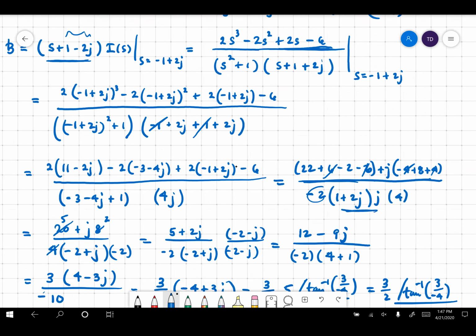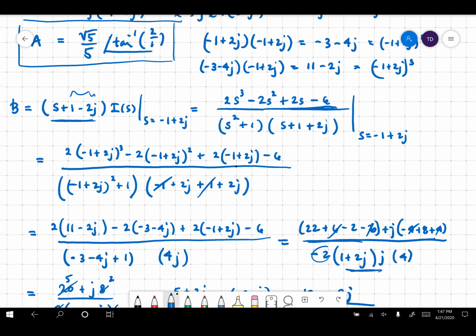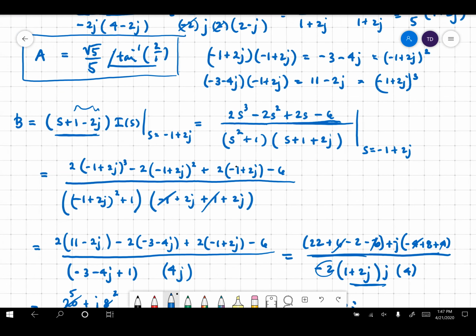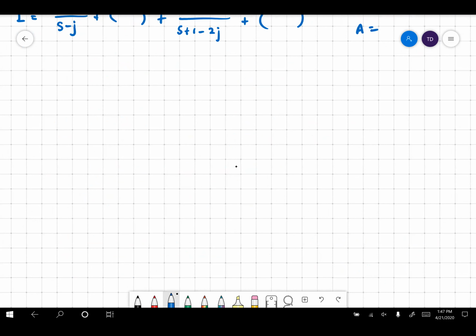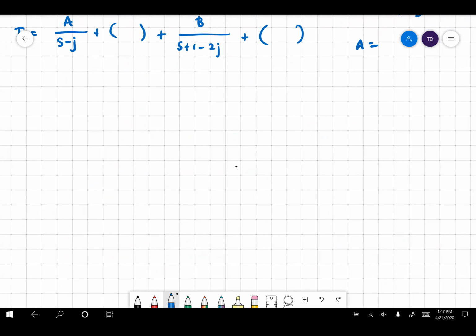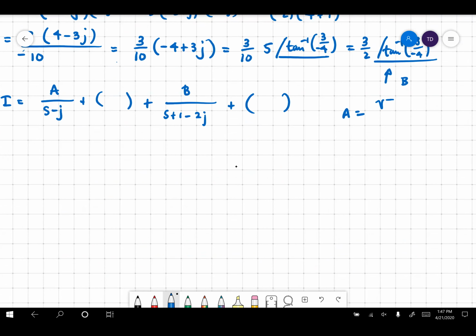To get to A, there was B. Come on, a little bit more. A equals root 5 over 5, 10 inverse, 2 over 1.